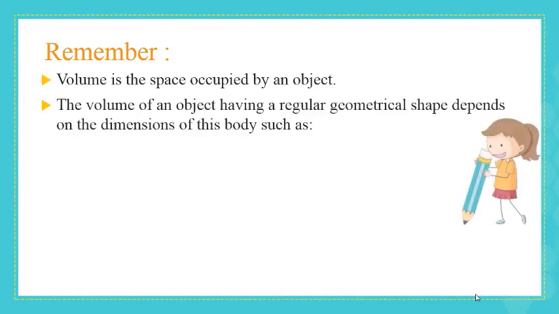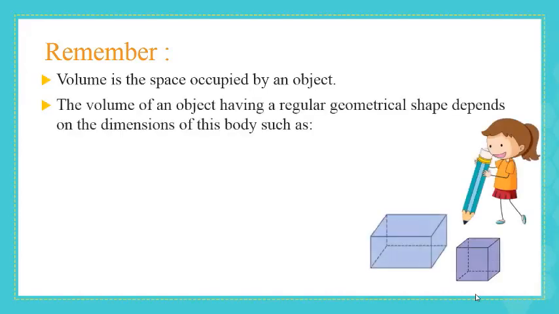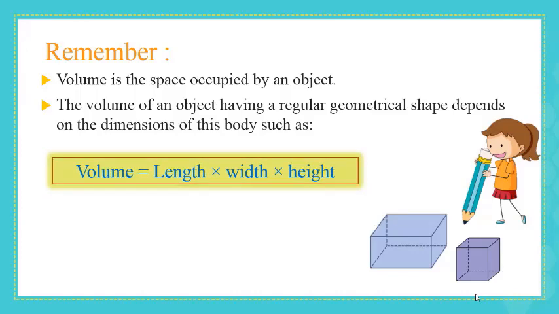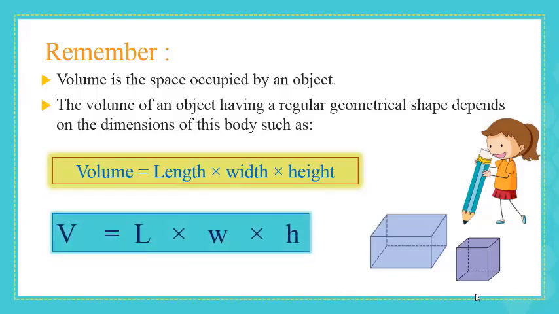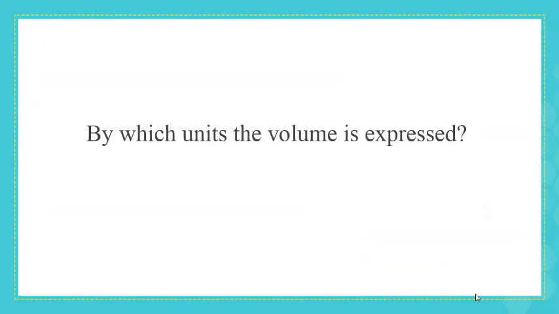Let us review what we had taken previously. What is the volume? The volume is the space occupied by an object. The volume of an object having a regular geometrical shape depends on the dimensions of this body, such as volume equals length times width times height, by using the formula V = L × W × H. By which units is the volume expressed?